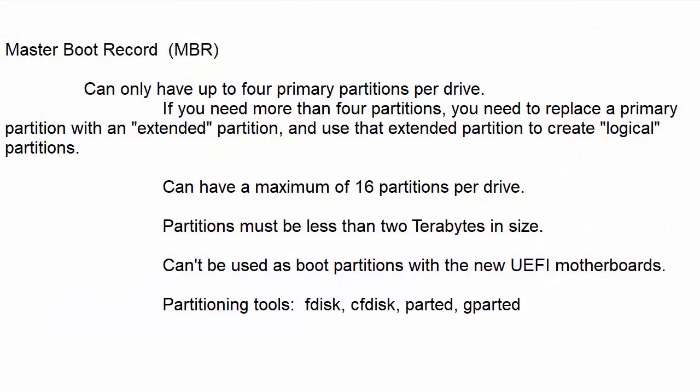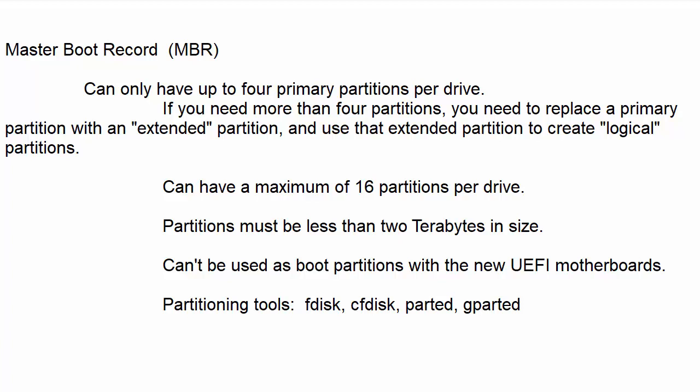Anyway, let's go ahead here and take a look first at our two different partitioning schemes that we have. We have the master boot record, more commonly called the MBR scheme. And with this scheme, we can have only up to 4 primary partitions per drive. And if you need more than 4 partitions, you need to replace a primary partition with an extended partition, and then use that extended partition to create logical partitions. So it's kind of complex, right? So in a few moments, we're going to see that we'll have a better way of doing things.